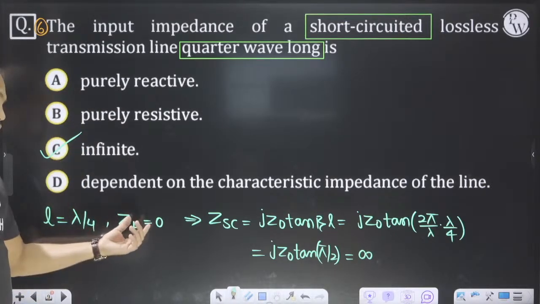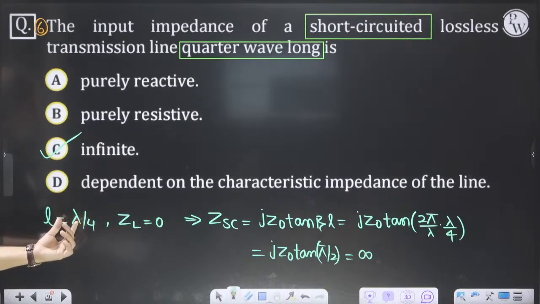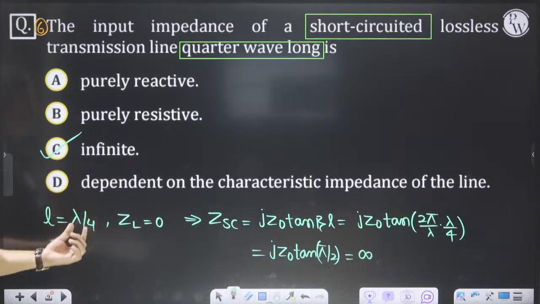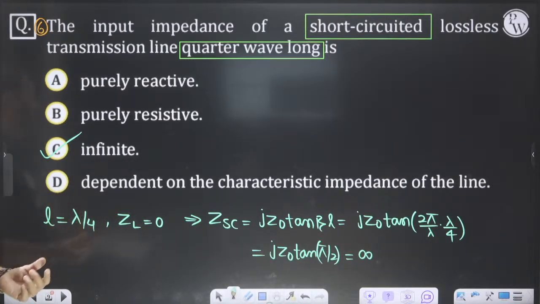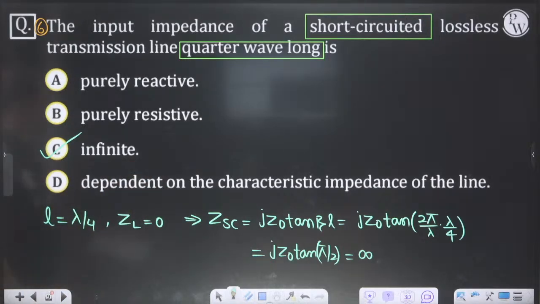And as I have told you, a short circuit will behave like an open circuit at lambda by 4, 3 lambda by 4, 5 lambda by 4, and a short circuit will behave like a short circuit at lambda by 2, lambda and 3 lambda by 2. So you can analyze this way also, and by calculating also.